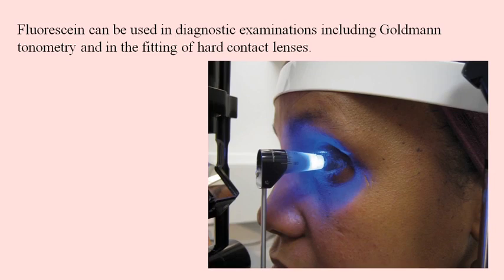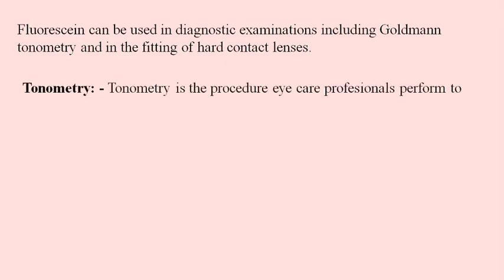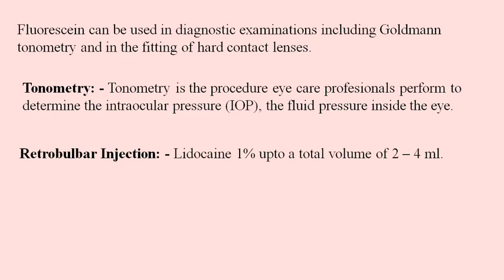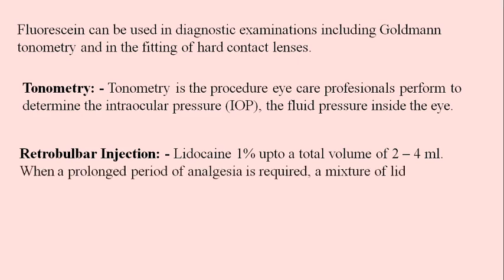Here is how the tonometry is done, how the pressure is calculated. Tonometry is the procedure eye care professionals perform to determine the intraocular pressure, the fluid pressure inside the eye. And of the retrobulbar injection, we had prepared it previously, this term was there. For retrobulbar injection, lidocaine 1% up to a total volume of 2 to 4 ml is used.